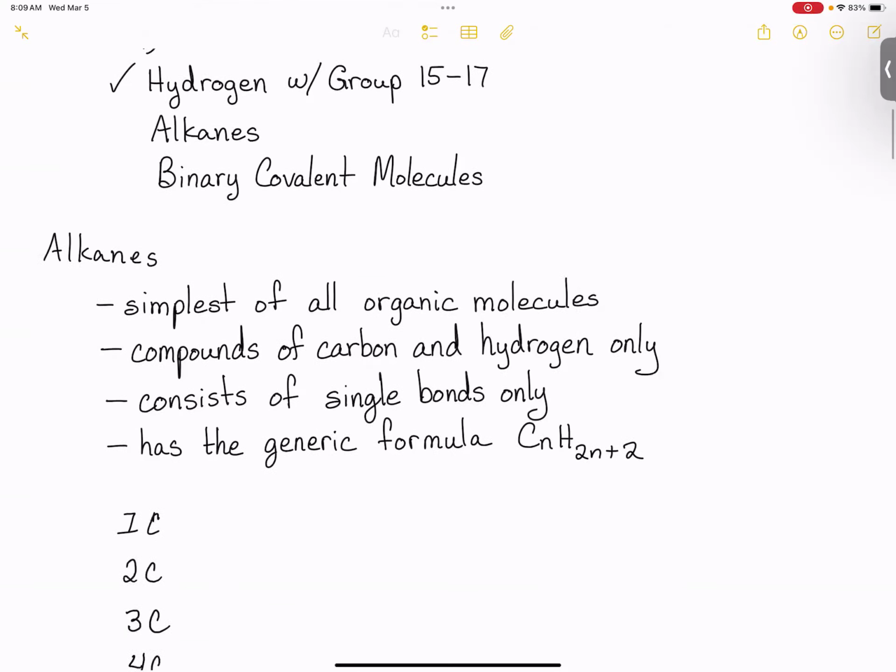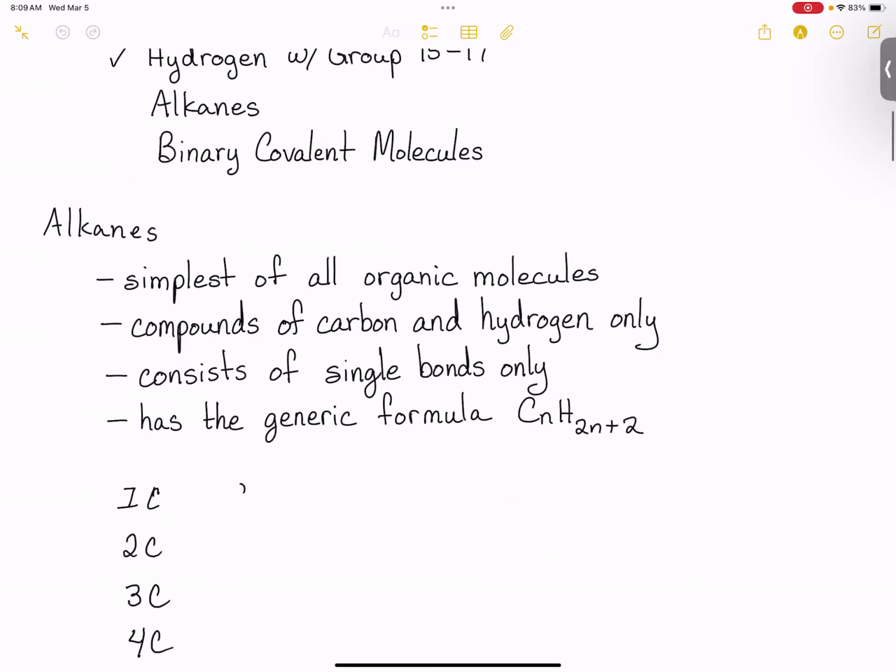So if we have 1 carbon, the hydrogen would be 2 times 1 plus 2, or in other words, we're looking at CH4. For 2 carbons, the formula would have 2 carbons, and it would be H2 times 2 plus 2, or in other words, it's C2H6.